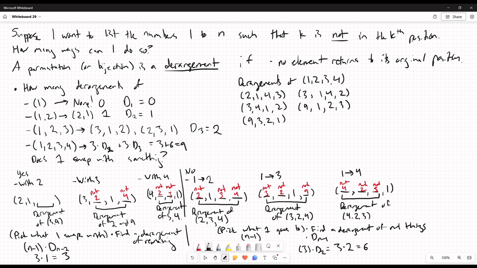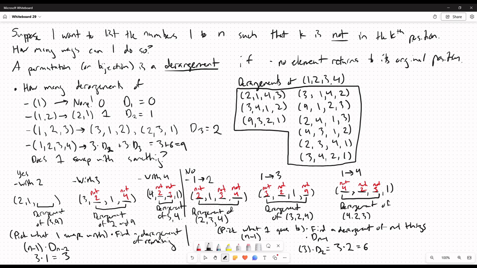So those are some ones where 1 ends up in the second slot, and then, let's try to be consistent in how I'm doing this, I could have 2, 4, 3, and then 1 here, or I could have 4, 3, 2, and then 1 here, or I could have 2, 3, 4, 1, or 3, 4, 2, 1. And those are my 9 derangements of the numbers 1 to 4.